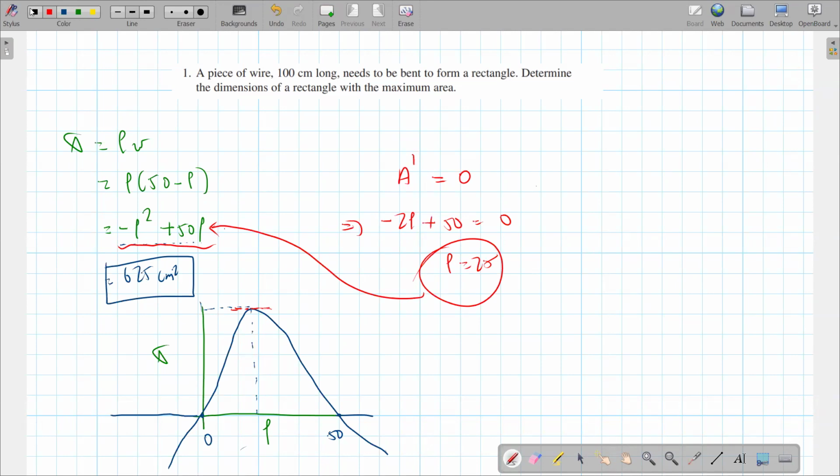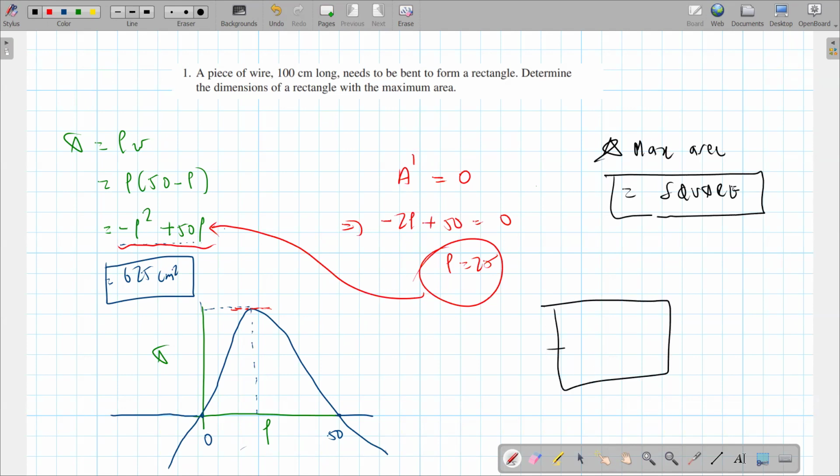Here's a quick pro tip: maximum area will always be a square. Here L was 25. This is what our diagram looked like. This is 25, this is 25, and 50 is left over, which means the width must also be 25. And this is a square. Area is maximized when you have a square shape.